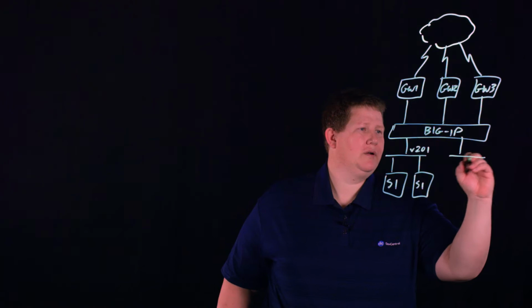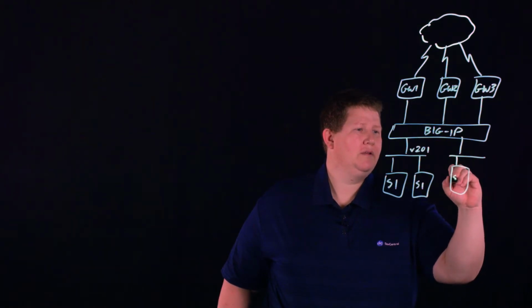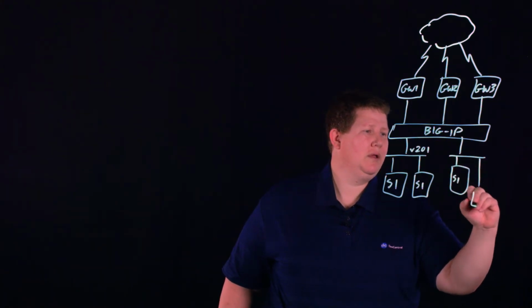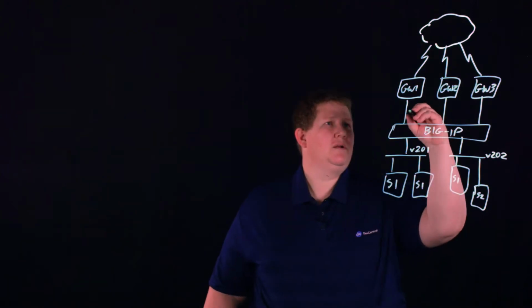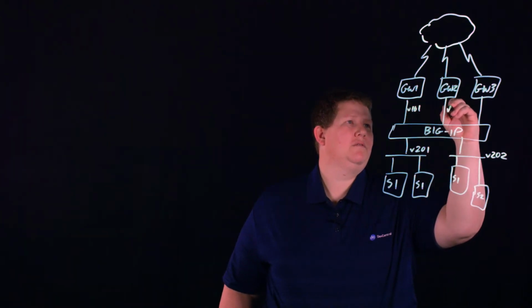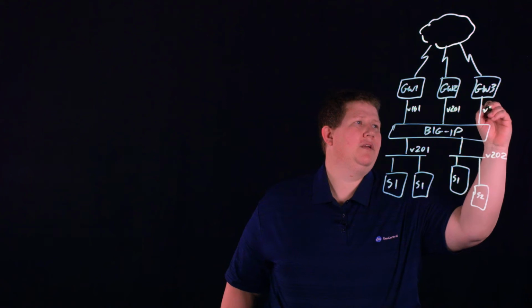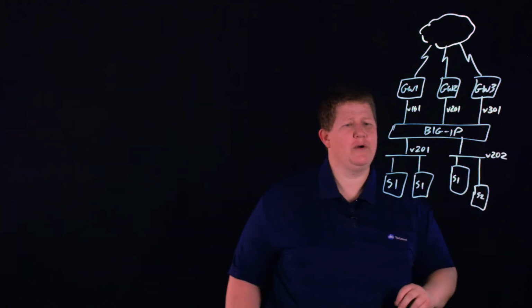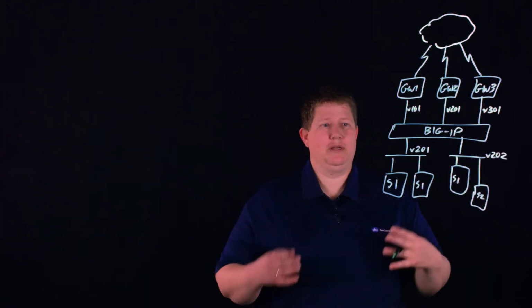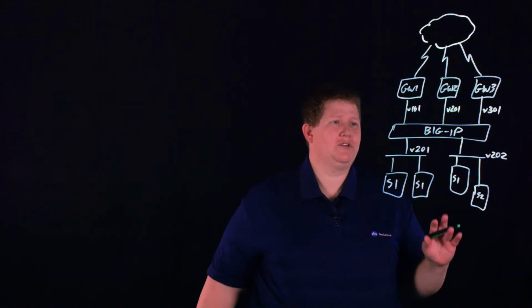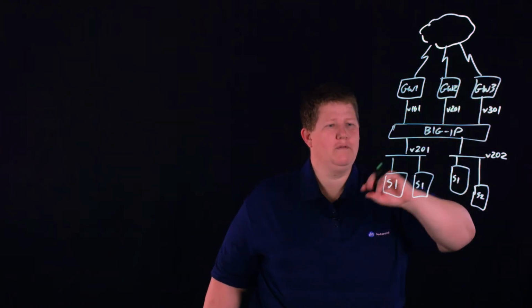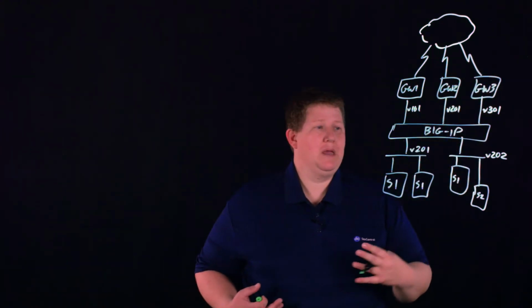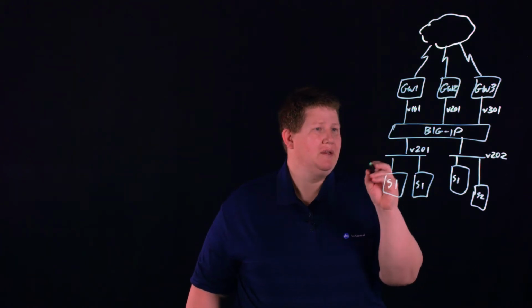And then you have another network here that is server one and server two on that network, and let's say that's a VLAN 202. And then up here, let's say this is VLAN 101, VLAN 201, and VLAN 301. And so in this scenario, normally I have to figure out my routing infrastructure, how to get traffic from here over to here, and then from over here over to here.